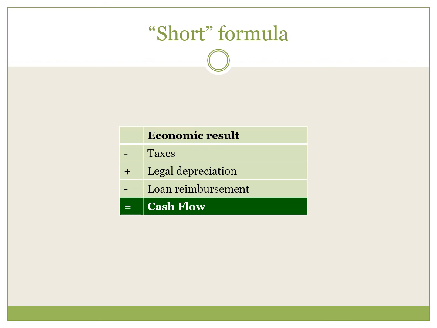However, there's a shorter way to do this. If you have already prepared the payment, expense, and cost table, you already have a lot of information there. So you don't need to do the long thing in order to calculate the cash flows. You can use the formula that you see on the screen. You have the economic result, so you can just subtract taxes, add legal depreciation, and subtract loan reimbursement. That will give you the cash flow.